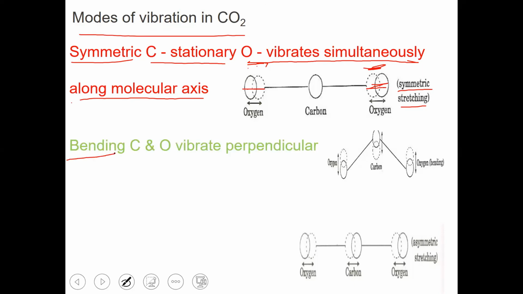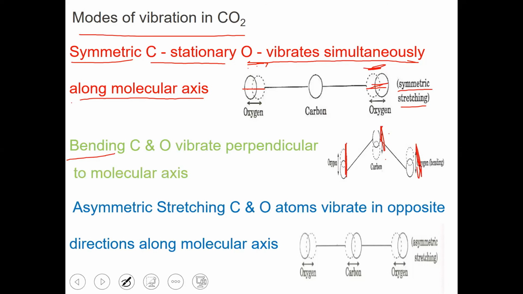The next one is bending, where the C and O vibrate perpendicular to the molecular axis. In the symmetric mode it vibrates along the molecular axis, while in bending it is perpendicular. Then asymmetric stretching. In asymmetric stretching, which is opposite to the symmetric mode, the carbon atom also vibrates along the molecular axis, along with the oxygen atoms.